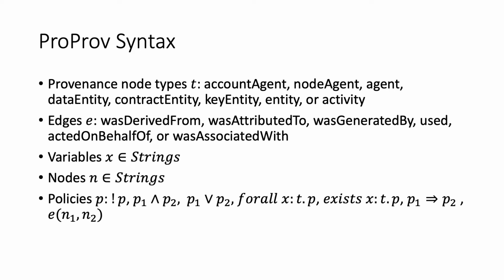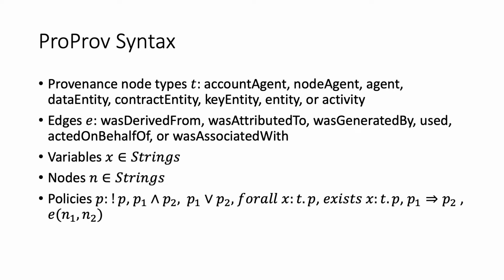And we use P as a generic variable to range over provenance policies, which can be the negation of a policy P, the conjunction of two policies, the disjunction of two policies, the for all keyword followed by a variable, a colon, a type T, a dot, and a policy P, and can be pronounced for all X of type T, P holds.